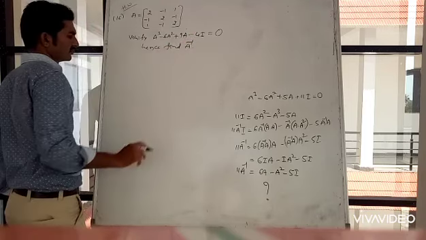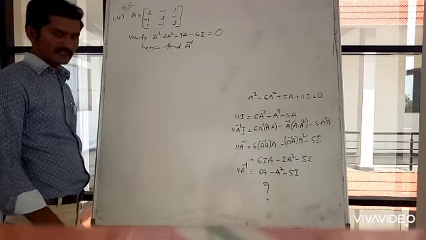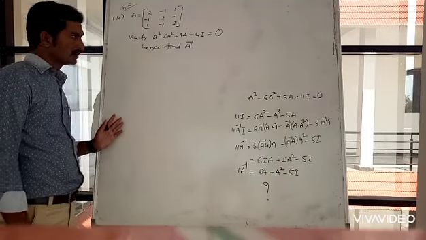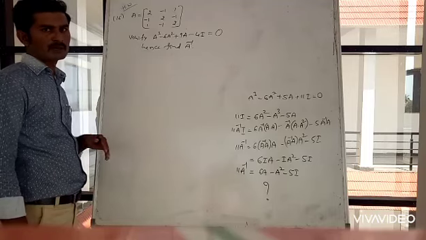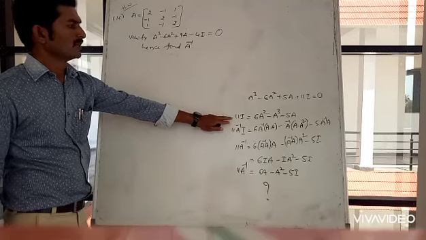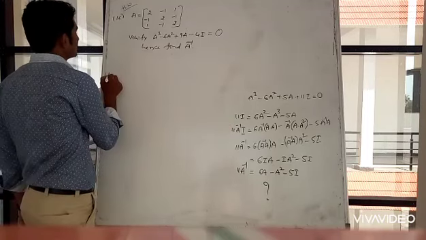Same type. Okay, same procedure. First of all, find A square, then A cube, substitute in the LHS part, then simplify, it is the 0 matrix. After that, find A inverse by pre-multiplication. This method will follow. Question number 17.